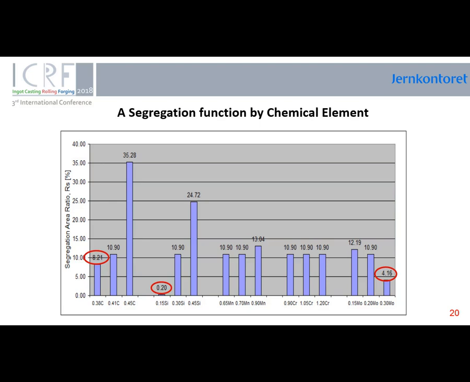This slide shows a summary of the influence of chemical elements on A-segregation. Here we can see again how important is the influence of carbon and silicon content on the size of the A-segregation area. Also, we see in this slide that the manganese and chrome content has low or no influence on A-segregation area size.